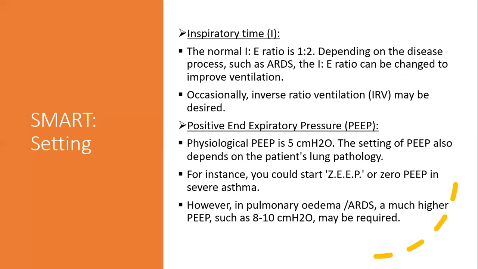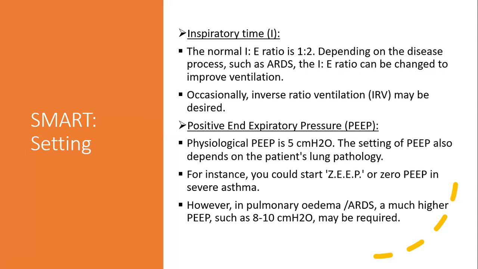Other settings that must be fed into the ventilator is your inspiratory time. With the normal I:E ratio, expiration is usually longer than inspiration, but in some settings you may need to increase inspiratory time, such as in ARDS. In refractory ARDS, you can do 2-to-1. In fact, in some cases 4-to-1 has been done to improve ventilation. Positive end expiratory pressure.